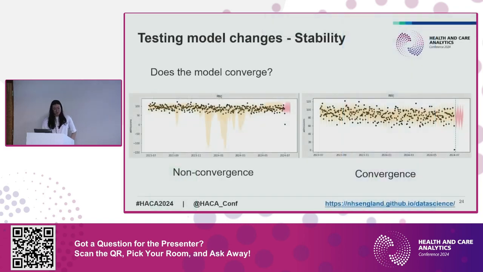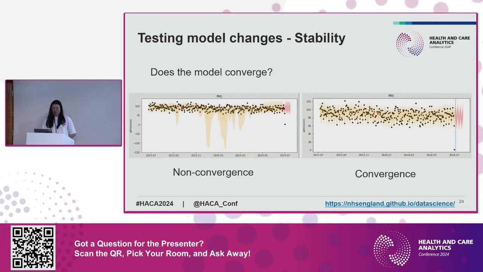So when doing development work on the model, there are some things we need to consider to make sure that the model is valid and actually making things better. When we're testing model changes, one of the things we're looking at is stability. Will our model fit to a good fit consistently? Because the model technique we're using involves sampling, it's possible for the model not to converge.